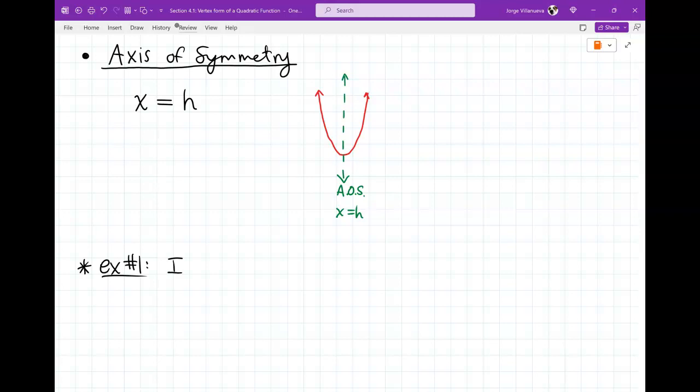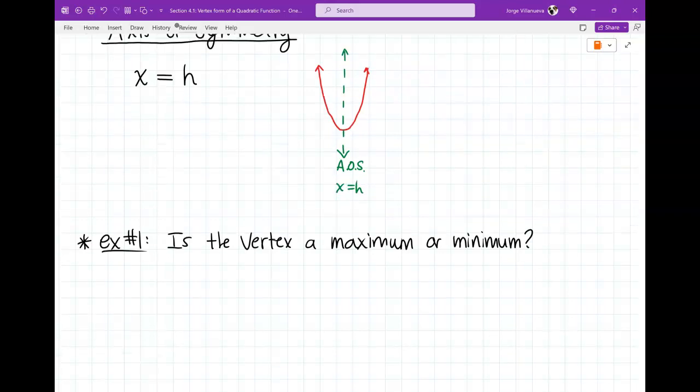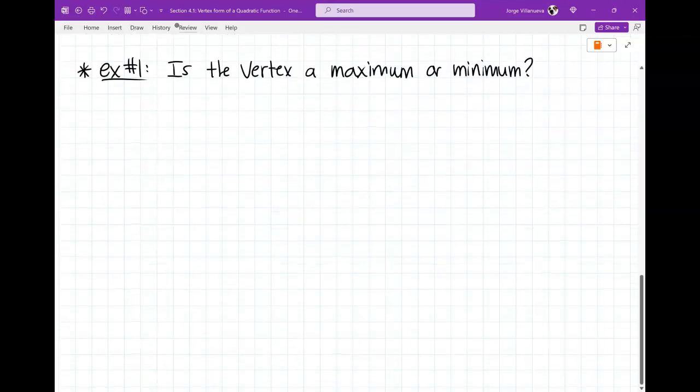Okay. The instruction is: is the vertex a maximum or minimum? Honestly, I think you guys won't mind this. I know it looks like it's a lot of work, but I don't think you're going to mind it that much because you already have enough practice from the absolute value stuff, so most of this should look very familiar. All right? So is the vertex a maximum or a minimum?